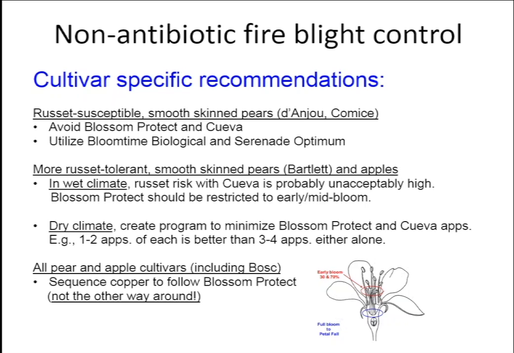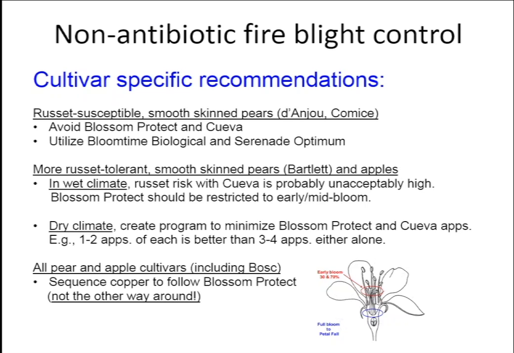So in more russet-tolerant smooth-skinned pears and apples in a wet climate, we're a bit nervous if you're packing for fresh market with coppers. The risk might be unacceptably high, and Blossom Protect should be restricted to this early to mid-bloom period just to be safe. This is in a wet climate. And in a dry climate, like I said before, we're trying to create programs to minimize Blossom Protect and Cueva applications. So 1 to 2 applications of each is better than 3 to 4 applications alone.